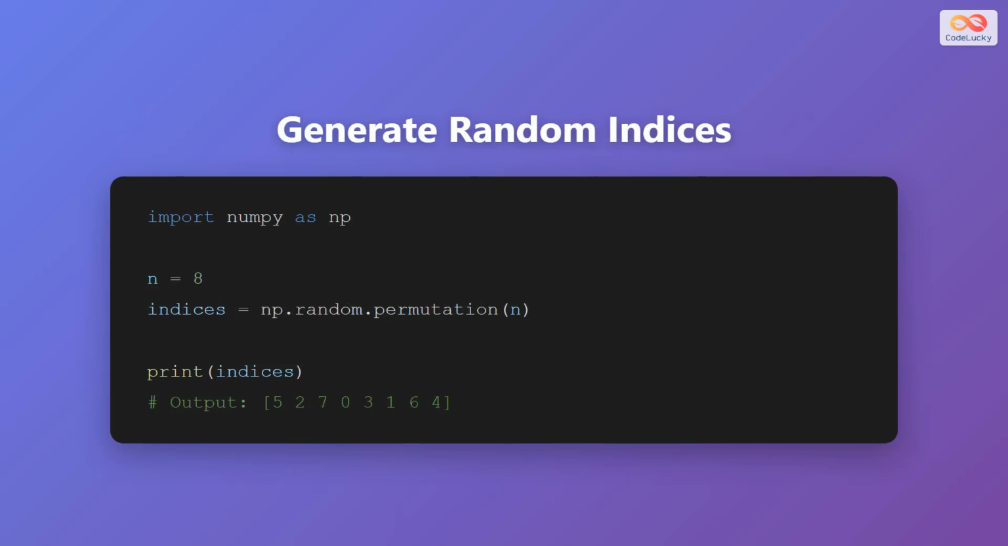There's another useful way to use this function. If you pass an integer n instead of an array, it generates a random permutation of numbers from 0 to n-1. In this example, passing 8 returns a shuffled array of indices from 0 to 7, like 5, 2, 7, 0, 3, 1, 6, 4. This is extremely useful for shuffling datasets while maintaining index relationships.